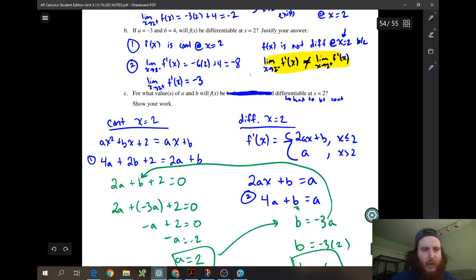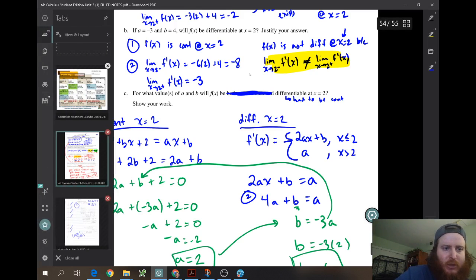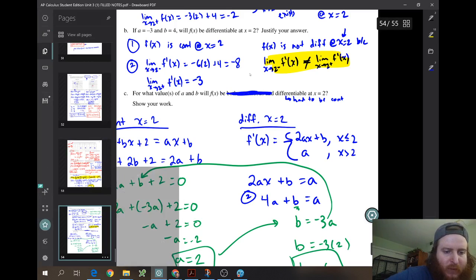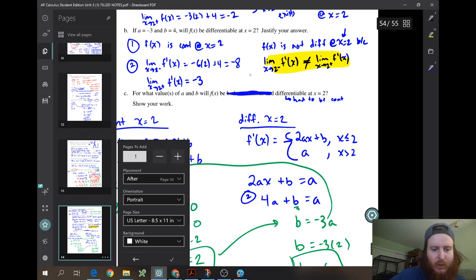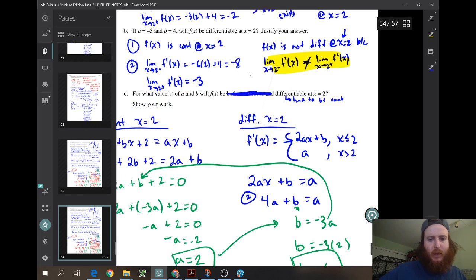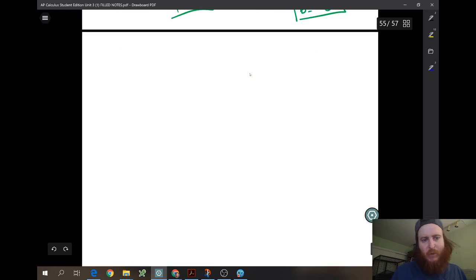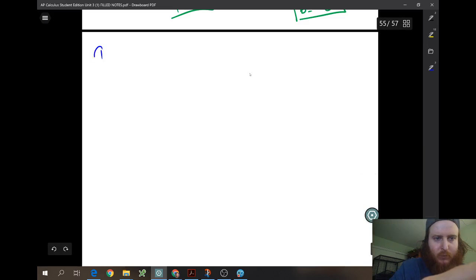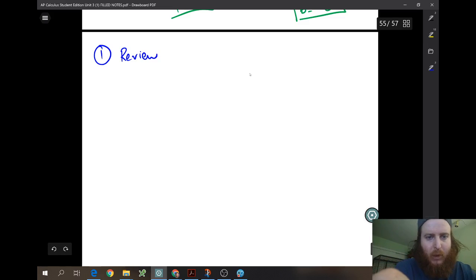So basically, just a little bit extra of things that we need to make sure we have memorized for this test. So, for this exam, right, a prerequisite that we need to make sure that we know is review from other chapters. So we need to make sure that we know our sine, cosine, and tangent charts.